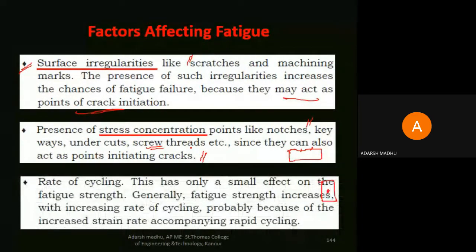And the third one is rate of cycling. Cycling means the cyclic load we are applying on that particular material. So rate of cycling means we have already studied 3 load cycles or 3 stress cycles. First one is a normal type of stress cycle, second one is a repeated stress cycle, and third one is an irregular type of stress cycle. So there is a chance of failure occurring according to.